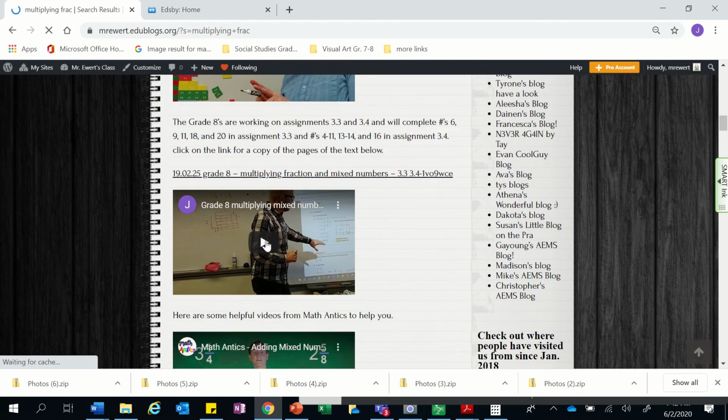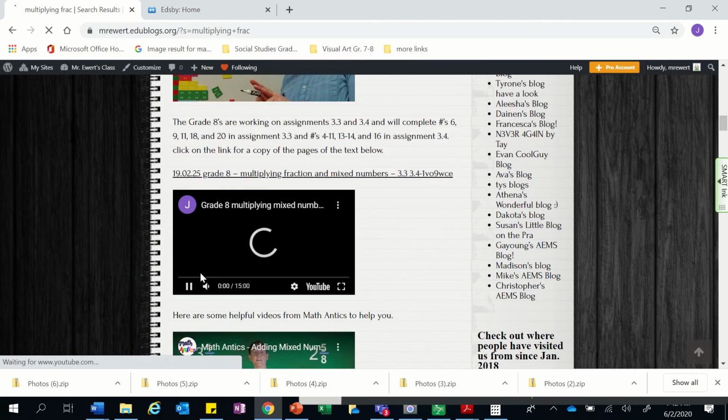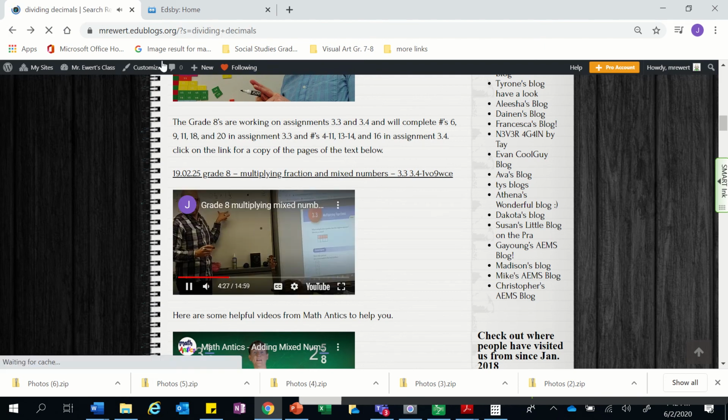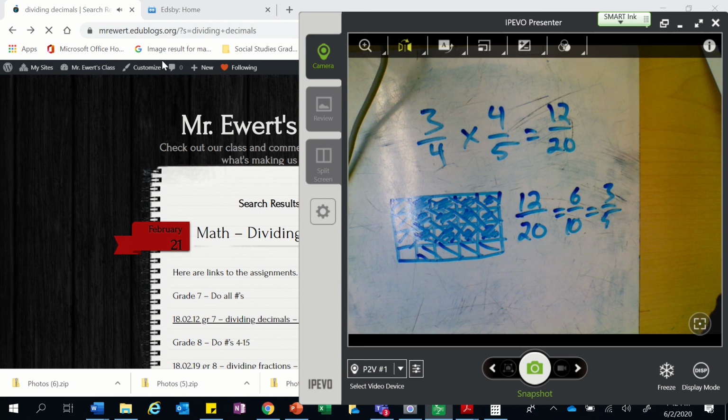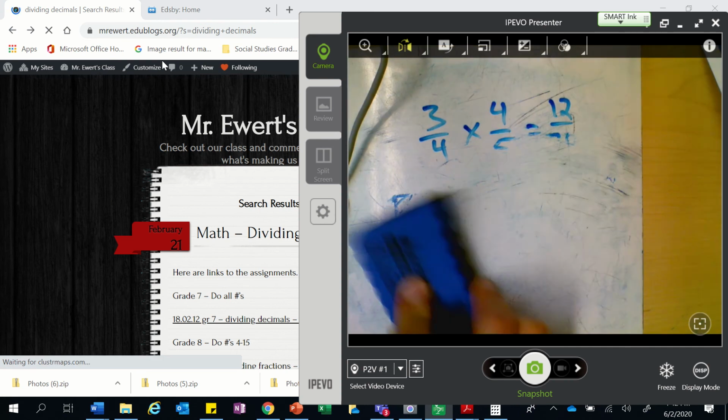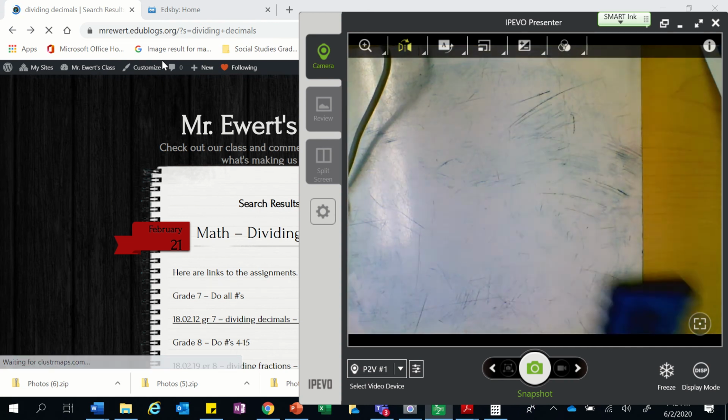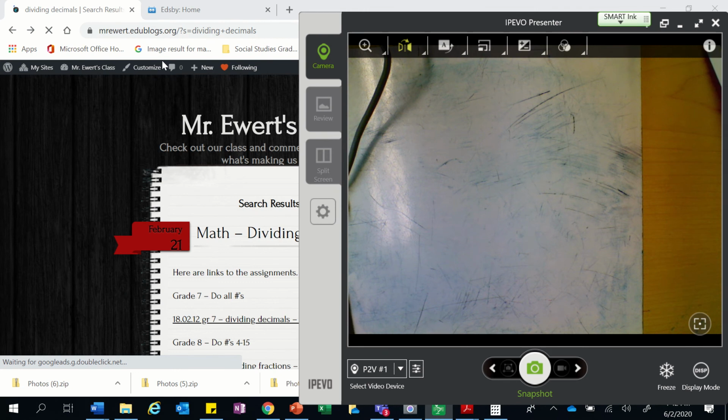There we go. There's Mr. Ewert showing you how to multiply fractions. And this time you get a much more in-depth version of how this works. Don't click the wrong link like I did. And you can always stop in study hall and say hi, and we can cover it then.